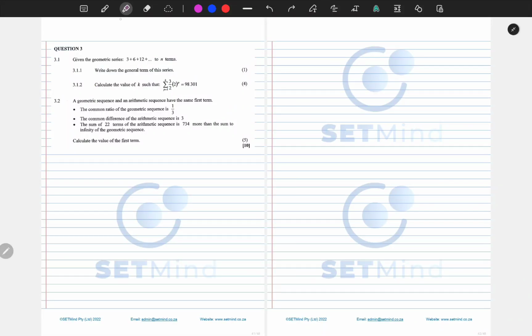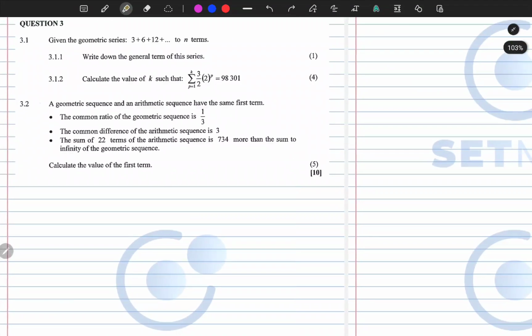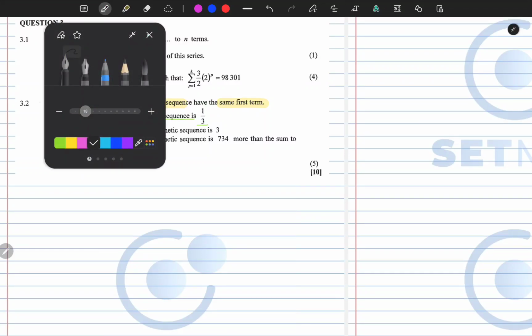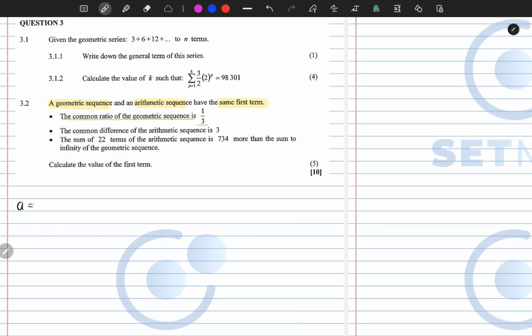Let's now have a look at the next question, which is question 3.2. So the question reads, a geometric sequence and an arithmetic sequence have the same first term. Okay, that we understand. And then they further tell us that the common ratio of the geometric series is 1/3. Okay, so let's quickly note a couple of things here. So the A is equal to the A for both the geometric and the arithmetic sequence.